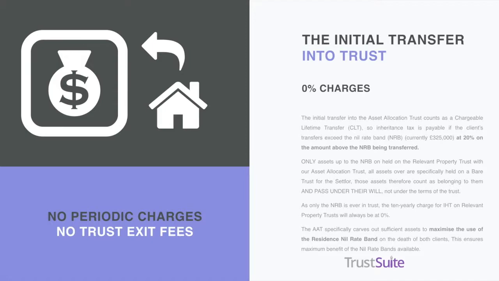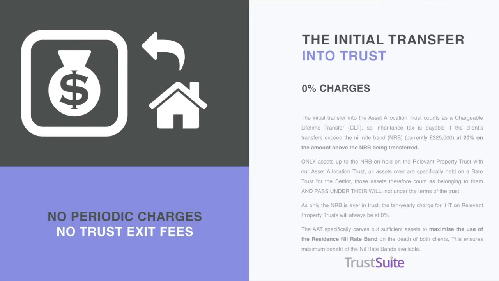All assets over are specifically held on a bare trust for the settlor. Those assets therefore count as belonging to them and pass under their will, not under the terms of the trust. As only the nil rate band is ever in trust, the 10-yearly charge for inheritance tax on relevant property trusts will always be at 0%.